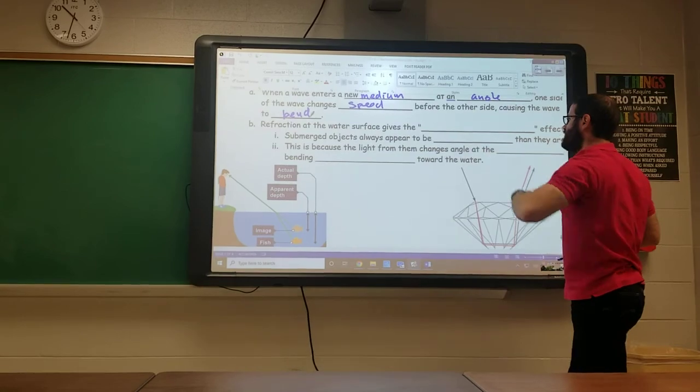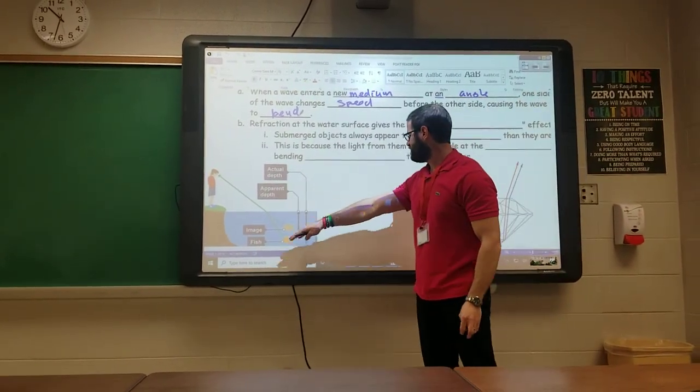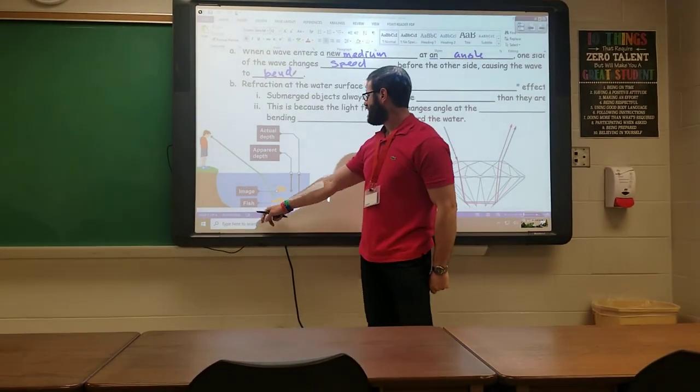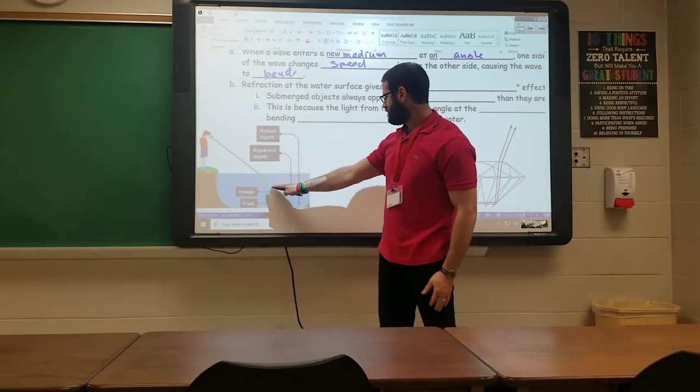And it bends. So let's think of refraction in the water. If we take a look at the diagram here, we have somebody that's looking down at a lake or pond, and we have a fish in the pond.